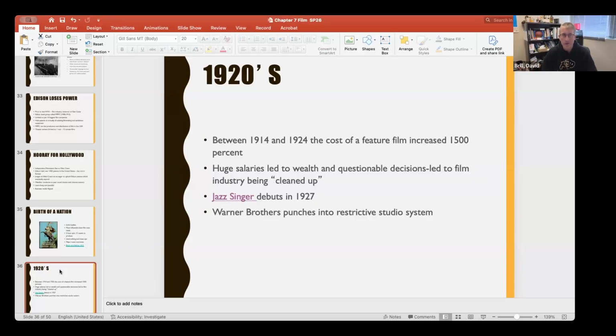Obviously, lots of money in Hollywood during this time led to wealth and questionable decisions, which led to the film industry being cleaned up. A couple of examples, by the way. This is, of course, during the Prohibition era, where bootleg whiskey was very much in play. It was kind of intertwined with the Hollywood culture. In 1922, Fatty Arbuckle was involved in a rape case. Two other female stars were implicated in the murder of a prominent director. So, just not a good look for Hollywood. And so the federal government actually stepped in to clean it up. Jazz Singer, very interesting.